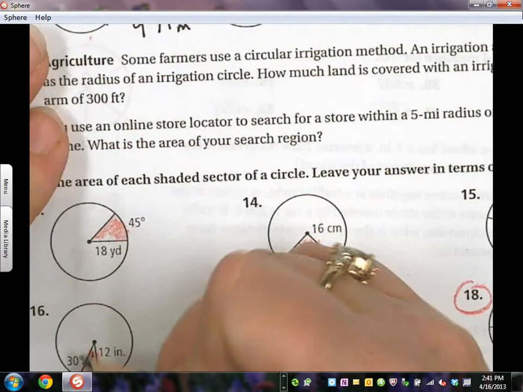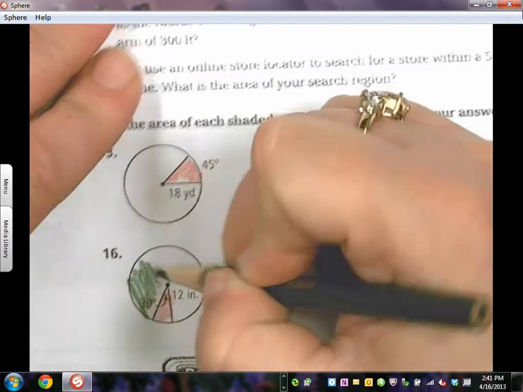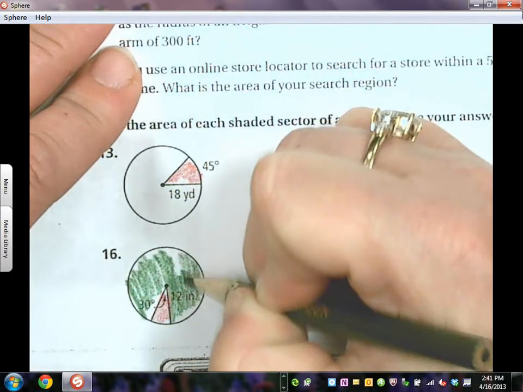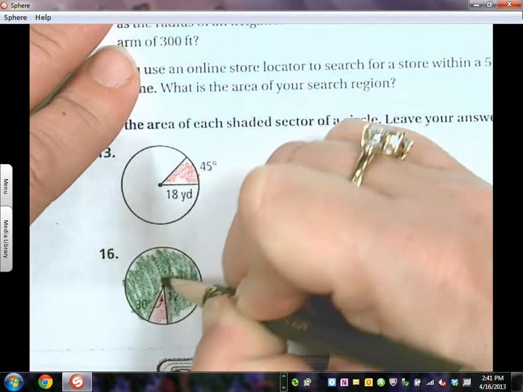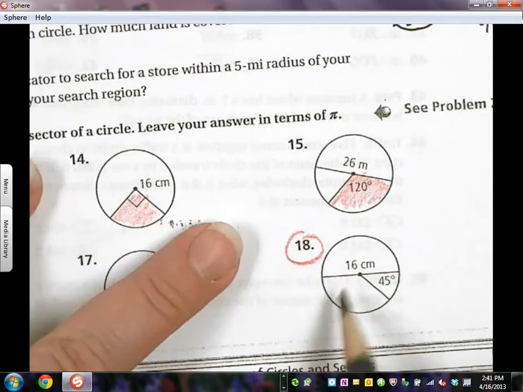I want you to find this piece, the green in this one. That's your shaded sector. Okay? Not the red in that one. And then in this one, let's find this sector.